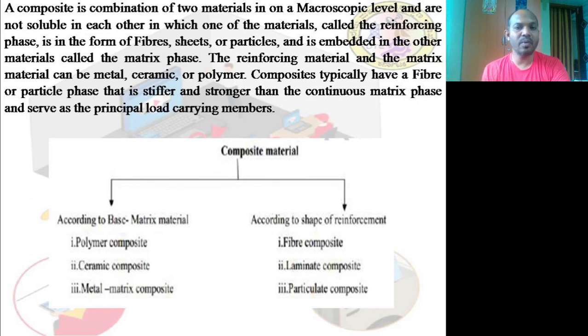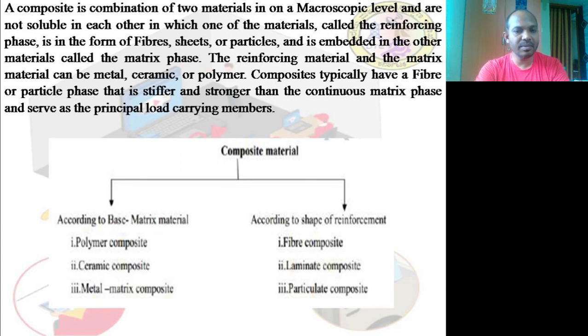Is it clear? Now, these composite materials can be broadly classified in two ways. One is by base material matrix and the other is by the shape of reinforcement. According to the base material, we classify into polymer composites, ceramic composites and metal matrix composites. According to the shape of reinforcement, we classify into fiber composites, laminate composites and particulate composites. This is how we classify composite materials.